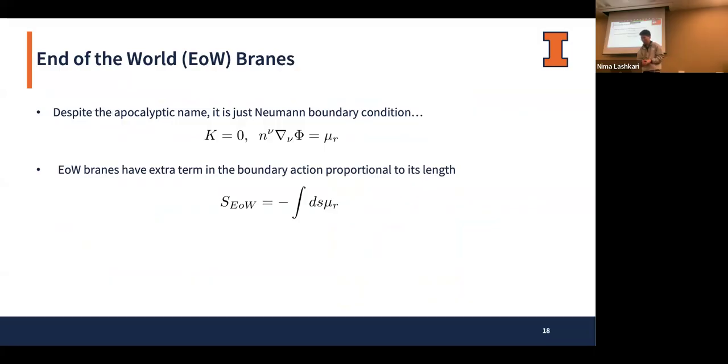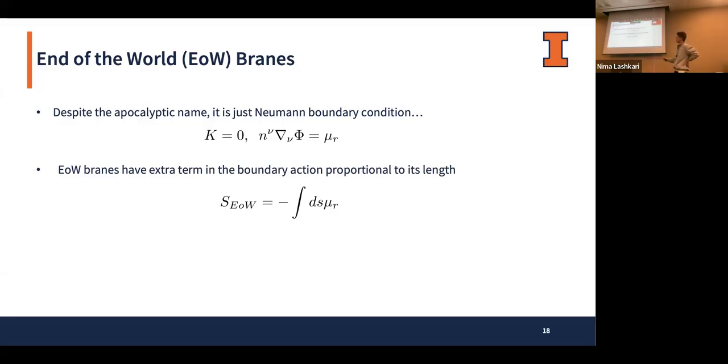Sure. Now let's talk about the end of the world brane cases. Just don't be distracted by this apocalyptic name. Sorry, I always have some problem pronouncing that word. It's really just a Neumann boundary condition for both the metric and the Dirac field. We fix the derivative that is actually the extrinsic curvature of the metric on the boundary, and we fix the normal derivative of the Dirac field also on the boundary. And this is called the end of the world brane.